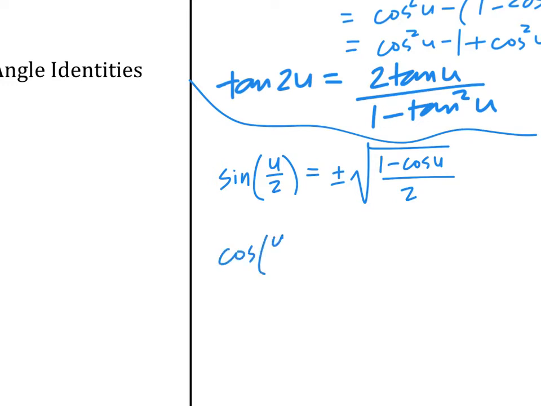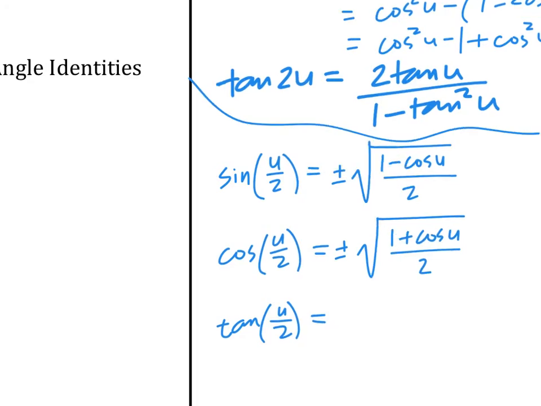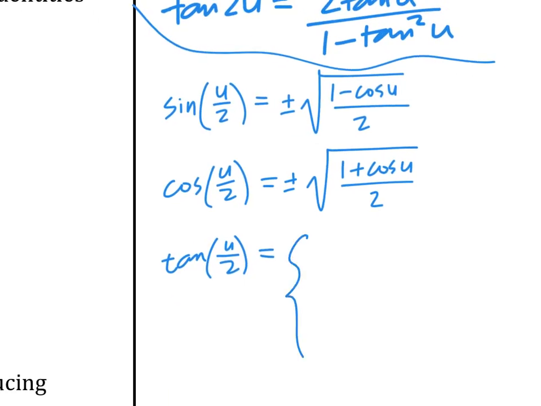Okay, cosine of u over 2 is equal to plus minus square root. It's very, very close to the sine u over 2 formula. It's 1 plus cosine u over 2. The tangent formula, there are 3 of them. The first one is very simple because it's just sine over cosine. So if you take the sine formula divided by the cosine formula, you would just get square root 1 minus cosine u over 1 plus cosine u.